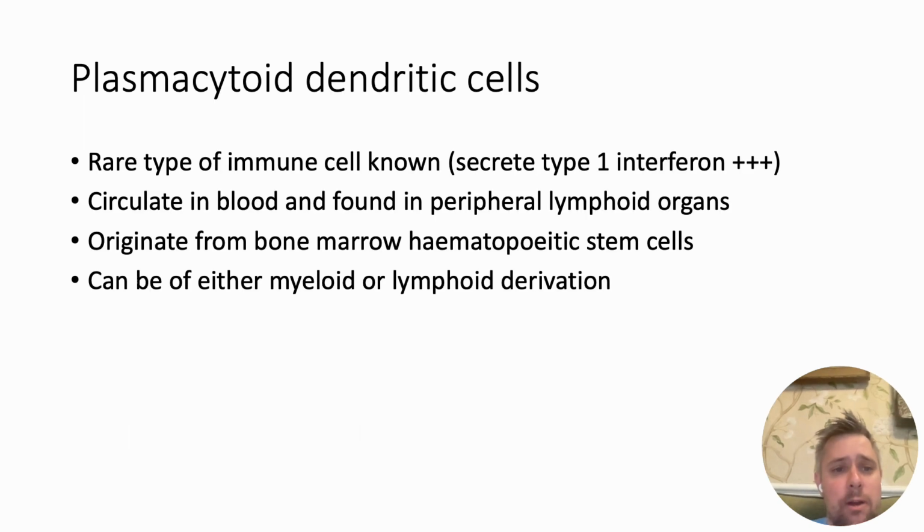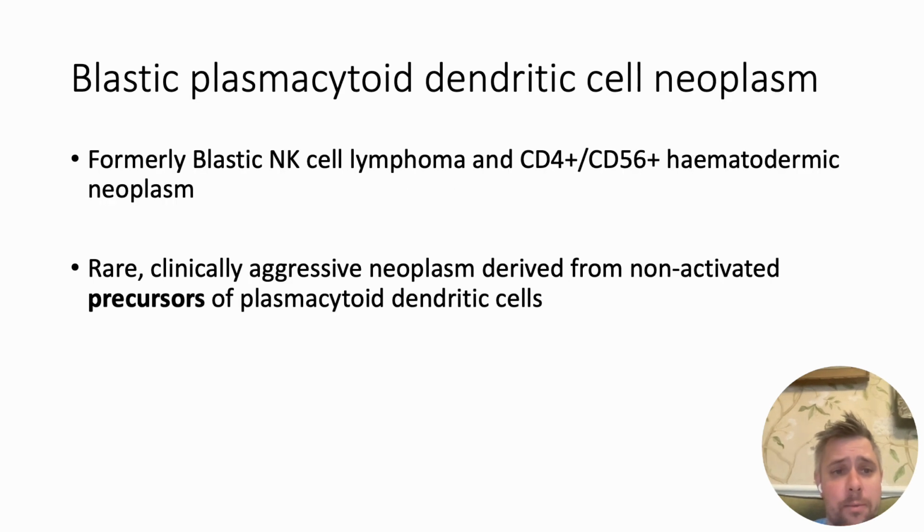So plasmacytoid dendritic cells are rare types of immune cells, and specific to them, they secrete large amounts of type 1 interferon. They tend to circulate in the blood, and they can often be found in the peripheral lymphoid organs as well. They originate from bone marrow hematopoietic stem cells, and interestingly, they can be of either myeloid or lymphoid derivation. You can get cancer of these cells, particularly in the skin, and this is called blastic plasmacytoid dendritic cell neoplasm.